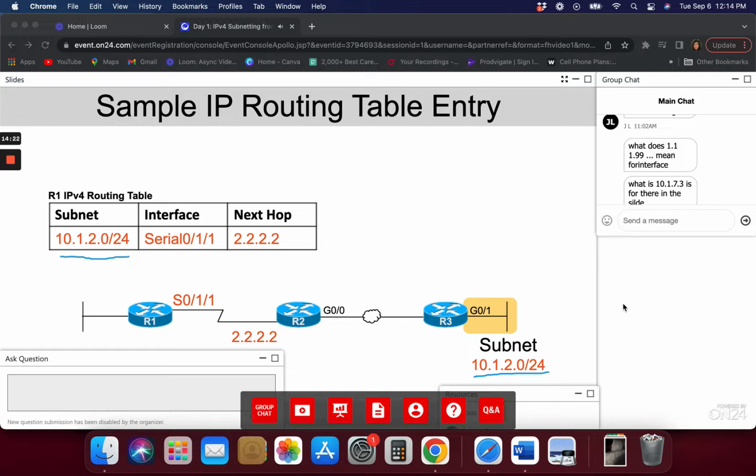out here. All right? And so that's what R1 is going to have in its routing table entry to forward packets to that set. And then there's some forwarding instructions, which tells router R1 where to send the packet next. In this case, it says, send the packet out your serial 0/1/1 interface, which is just an identifier for router R1's interface, to the IP address of the next router, which is router R2's IP address. So a lot more detail there, right?